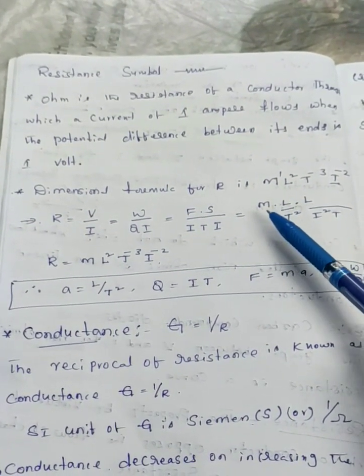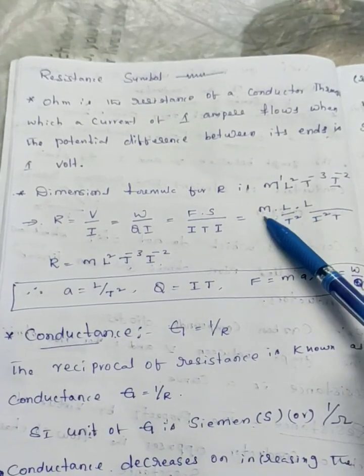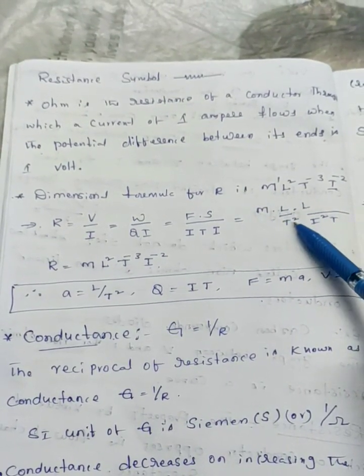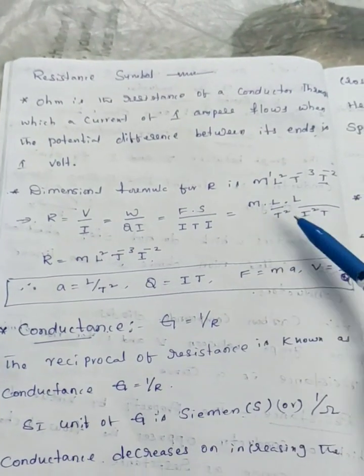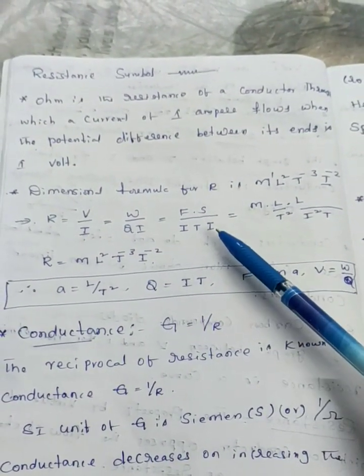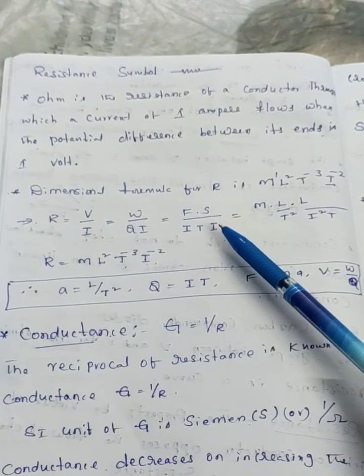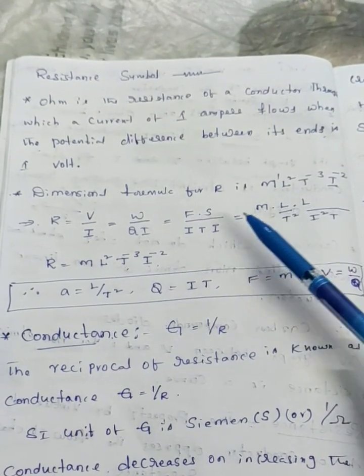M into A, where M is capital M, and acceleration is L by T square. S is L. Next, the charge dimensional formula is IT, with electric current I only.